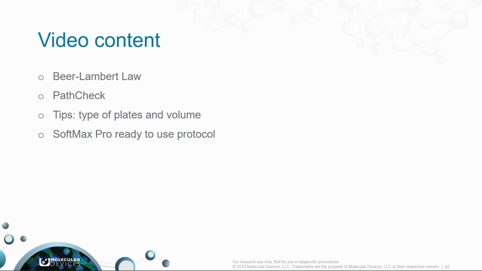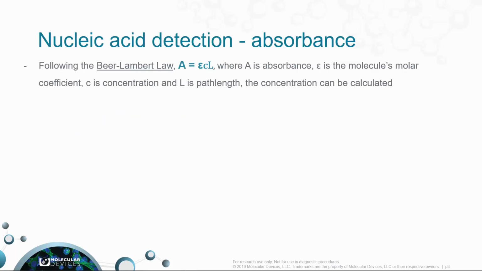Before moving to the software, I would like to explain some basics about absorbance as well as give tips regarding the recommended type of plate and volume to use. It is well known that DNA can be measured at 260 nanometer following the Beer-Lambert law, where absorbance is equal to the extinction coefficient, concentration, and path length. From this equation, and when the rest of parameters are well known, nucleic acid concentration can be calculated. Let's have a look how each parameter will be determined.